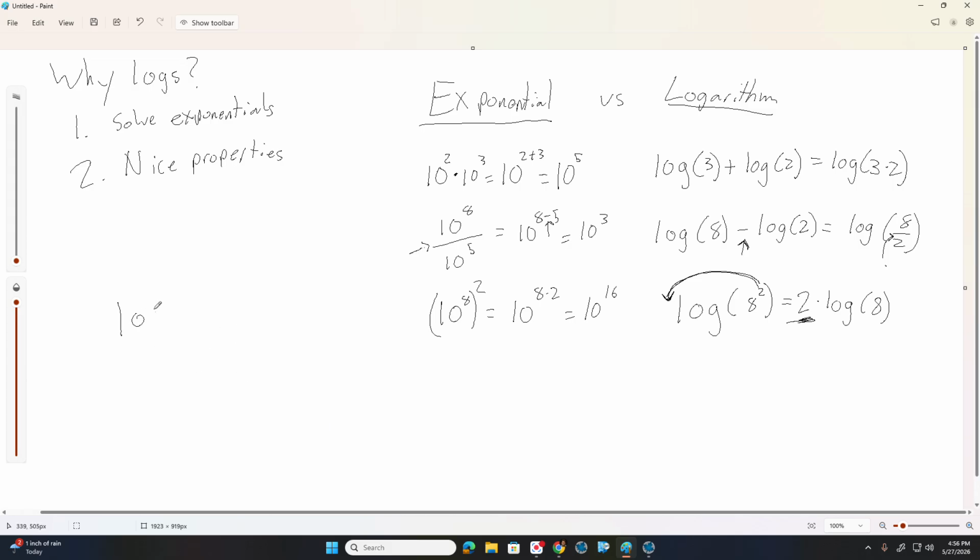So, what if the logarithm of x squared equals 3.2? Well, that 2 can get pulled out to the front. 2 times the logarithm of x is going to equal 3.2. We can divide both sides by that 2.